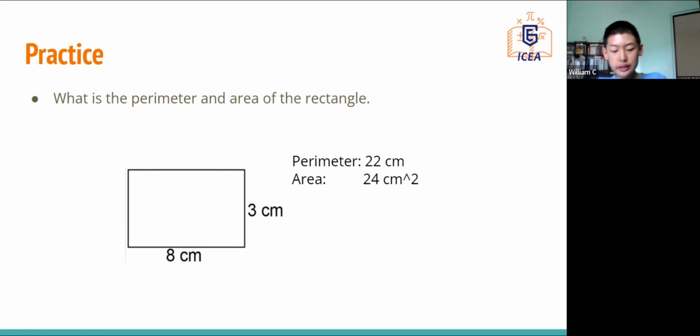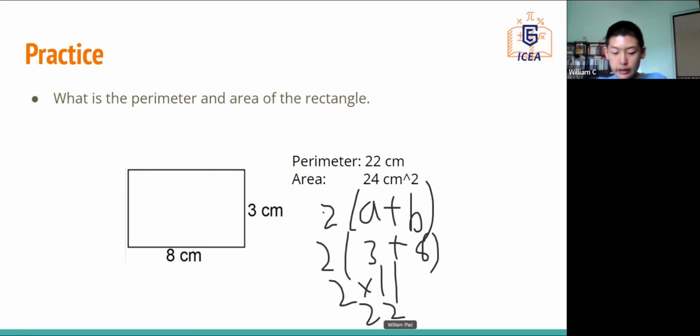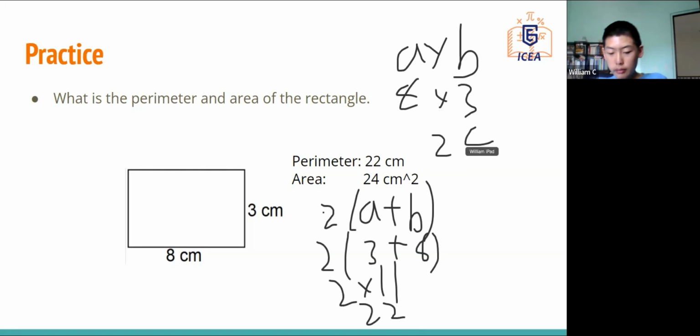Let's see how to find this. It's 2 times a plus b. 2 times 3 plus 8 is 2 times 11, which equals 22. The area is a times b, so it equals 8 centimeters times 3 centimeters, which is 24.